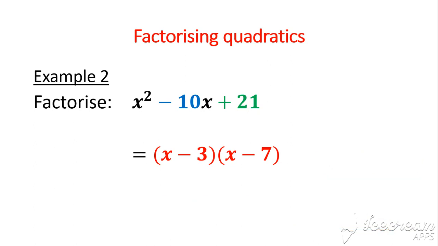Now again, we've finished and factorized it, but if you're looking at the student next to you to check your work and you see that they've written negative 7 first and negative 3 second, then you know you're both right. It doesn't matter which way around the brackets go.